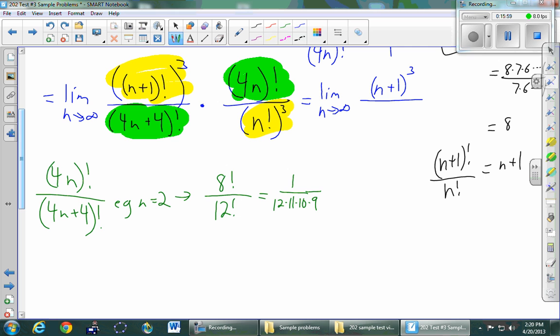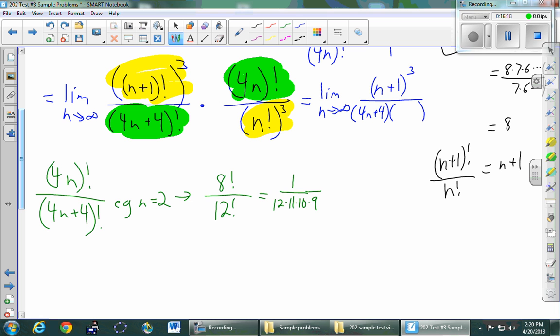The 4n factorial upstairs is going to go away completely. This thing will remain in its current form. It'll be a 4n plus 4. That's like the 12. And then we've got to write the 11, 10, and the 9. So 4n plus 4 is the first thing, so we'll write that here.